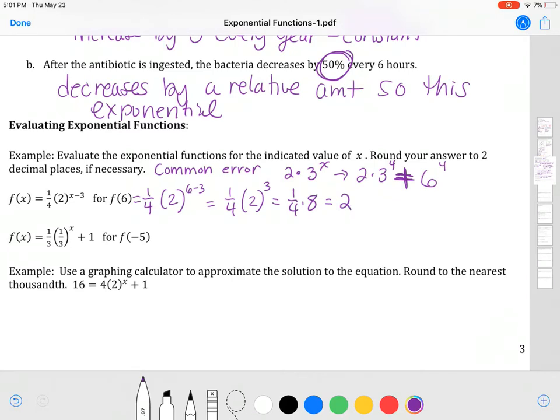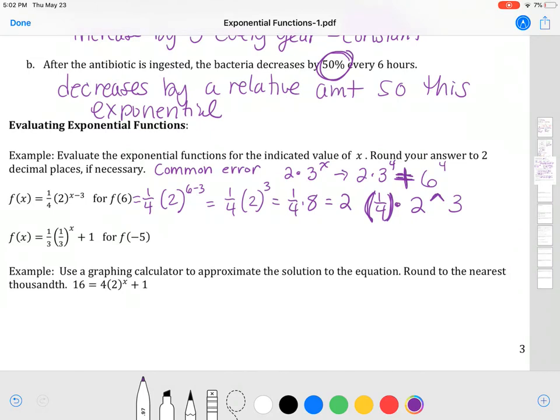Now, if you want to do this on your calculator, you can punch in 1/4 times 2, and then with your little caret symbol, it looks like a little arrow, and then to the power of 3. You would put it in your calculator like that, and you should get 2. Make sure you put parentheses around your fraction 1/4 as well if you put that in the calculator.